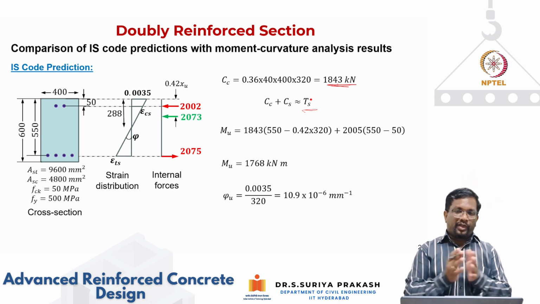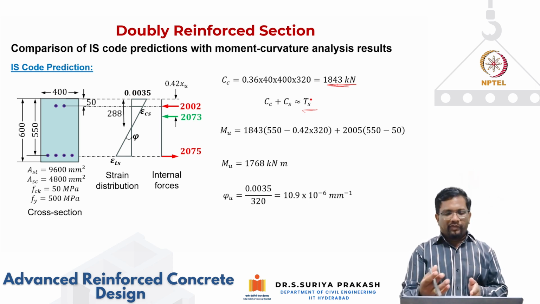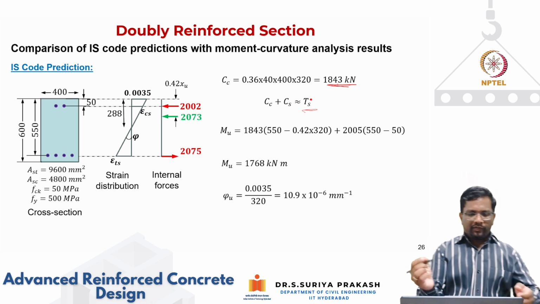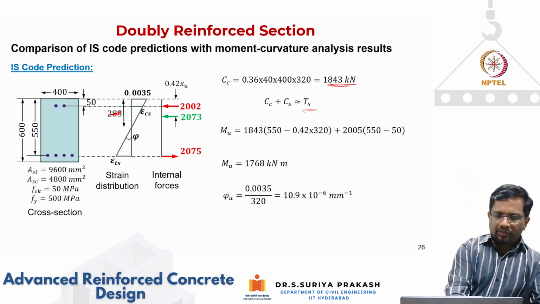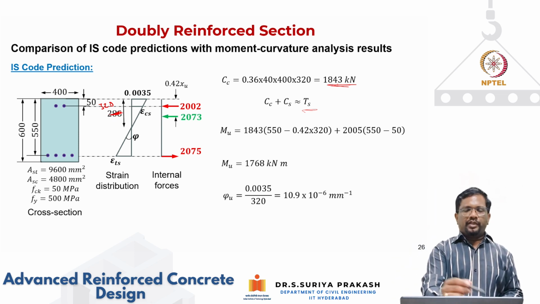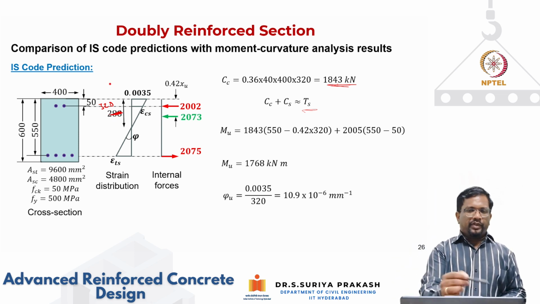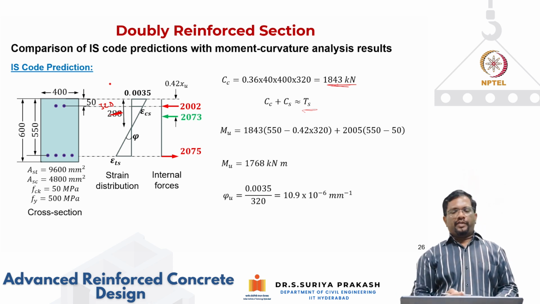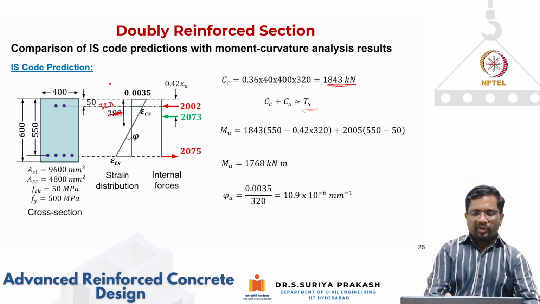Now you can ask me, how did I come to 320 directly? We have done that iteration and then calculated. In fact, previously I started with 288, which was not satisfying, and then for 320 the equilibrium condition is nearly satisfied. Then the moment resistance I can take.